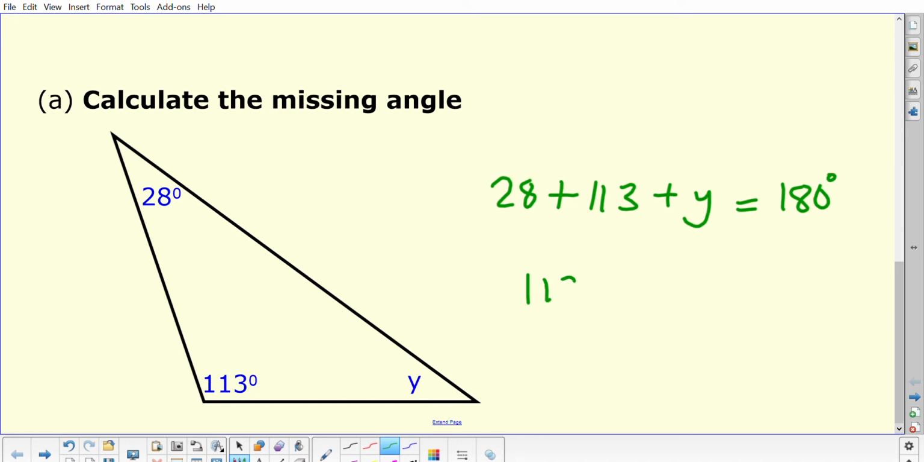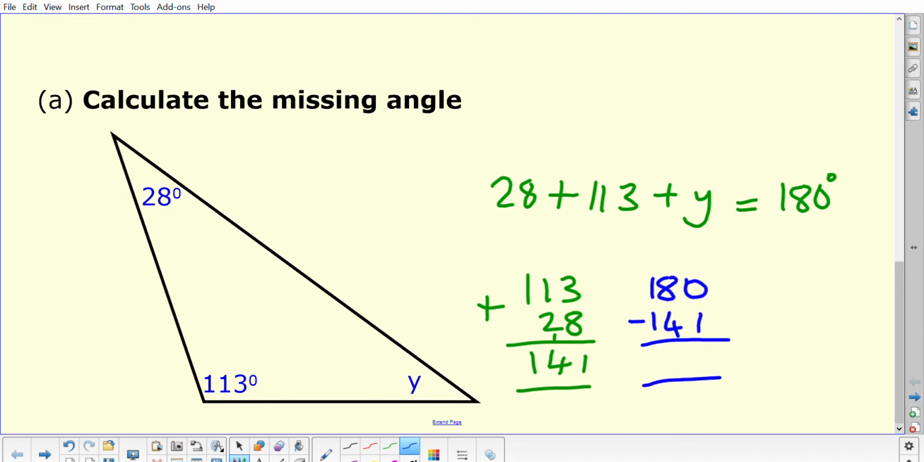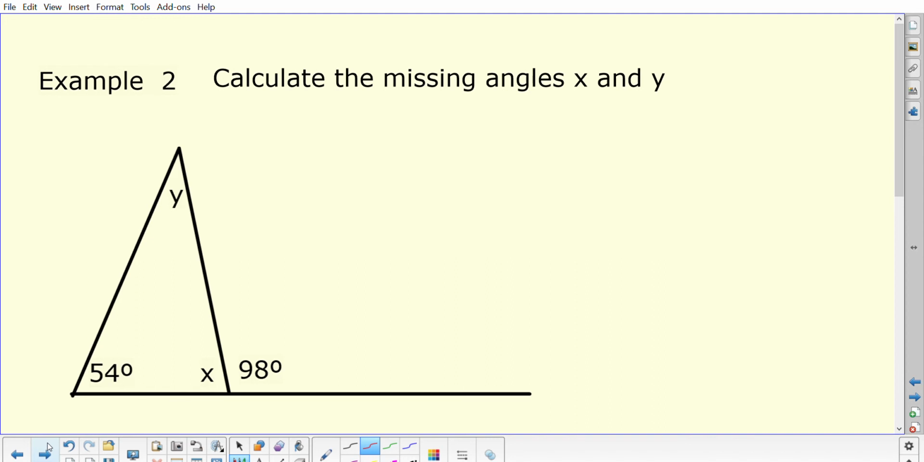So that means if I add up my 113 and my 28, I will get 141 degrees. To work out the missing part, I need to do 180, take away the 141 that we've got there. So your missing angle y would therefore be equal to 39 degrees, and that's without doing any measuring with a protractor. That's an angle calculation. That is using this fact here that we know all three need to add together to make 180 degrees.